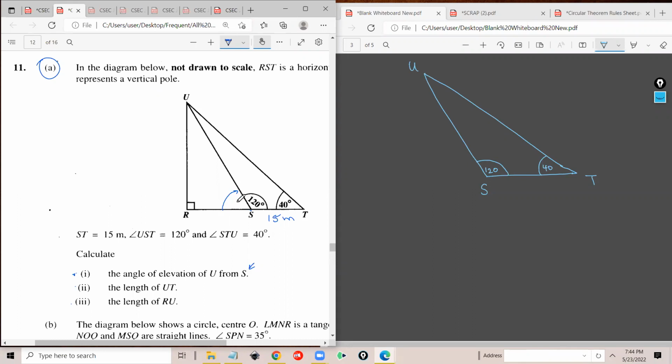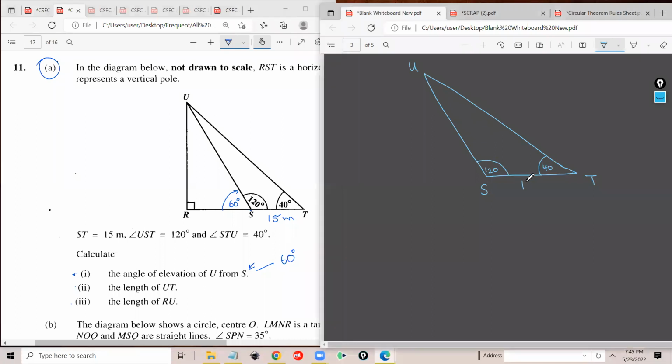I know they're being difficult. They could have just said, find angle RSU. How much is this angle? Real straightforward. A straight line is 180 degrees. It's obviously 60 degrees, right? They just minus it from 180. So that is the end of that part, right? Now they want you to find the length of UT. That's this line here.